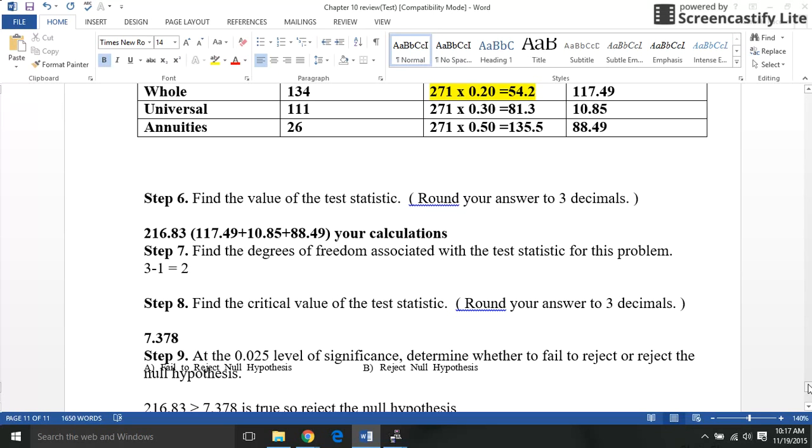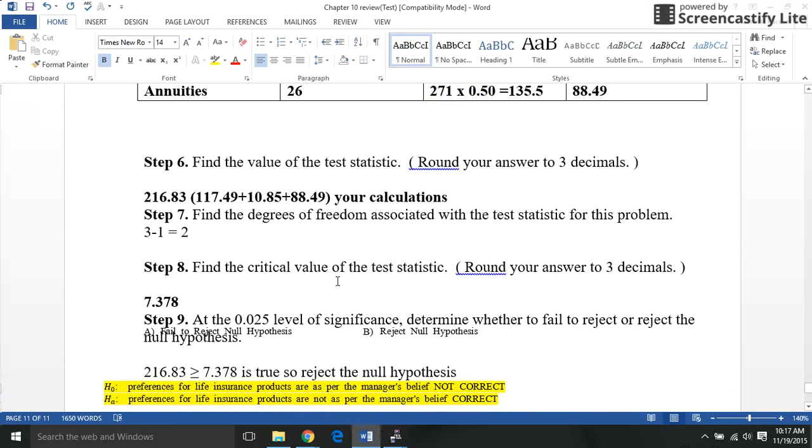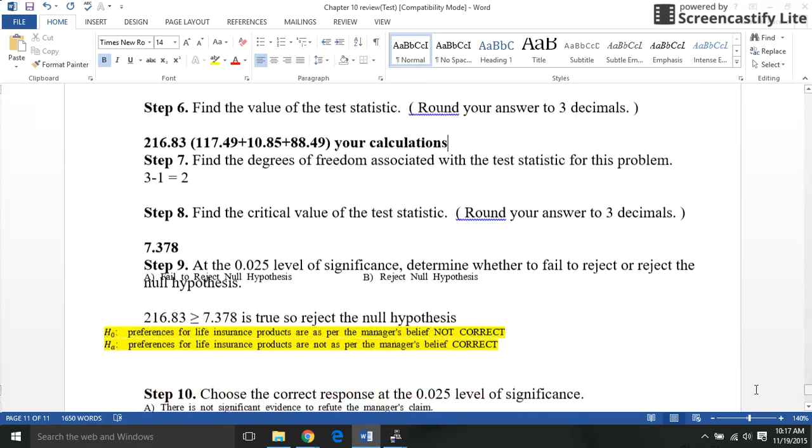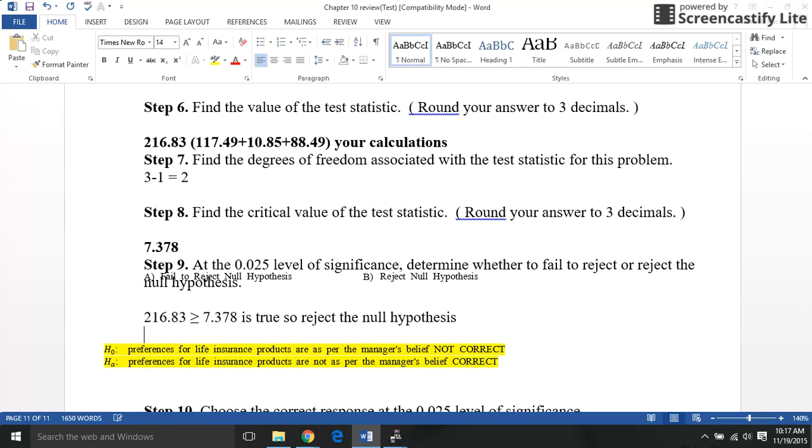I had 3 categories. I'm going to subtract 1 from that to get 2. The next step is to go into the table and find the critical value of the test statistic. Remember, you're using a 0.025 level of significance, and you go down to 2, and you get 7.378. All right, based on this, you've got to see if you're going to reject or not reject. So 216 is greater than or equal to 7, so this is true, so you reject your null. This rule is in 10.6 for you to look at. Okay, so look for that rule and you'll see what I'm talking about.